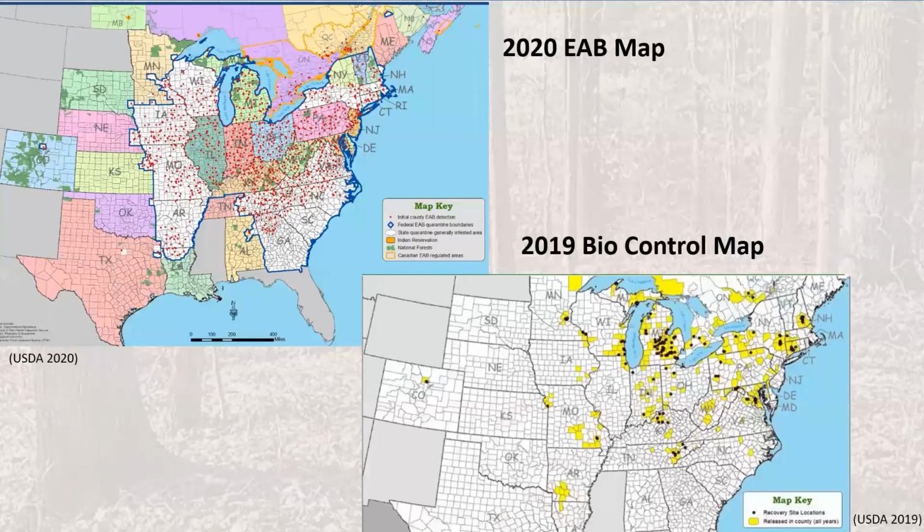If we just release these wasps, but they can't stick around, are they really going to do much to control this? So this is just a comparison of the 2020 range versus the 2019 biological control map, and you can see they're trying to disperse that across the leading edge of this to hopefully slow the spread.